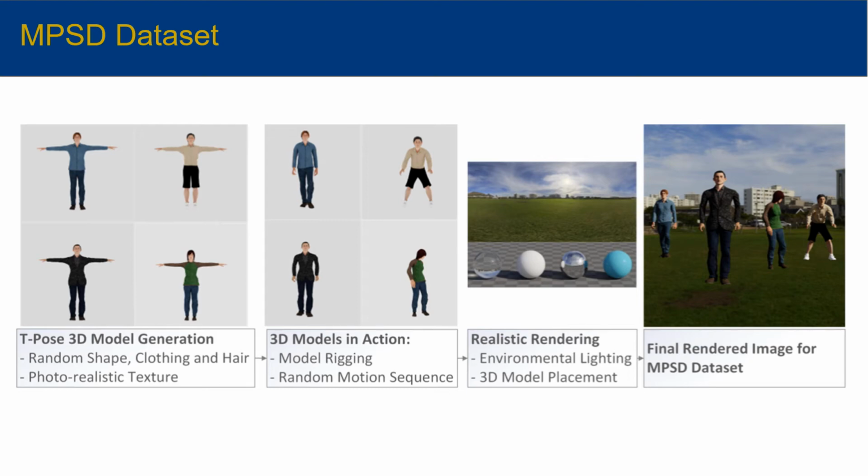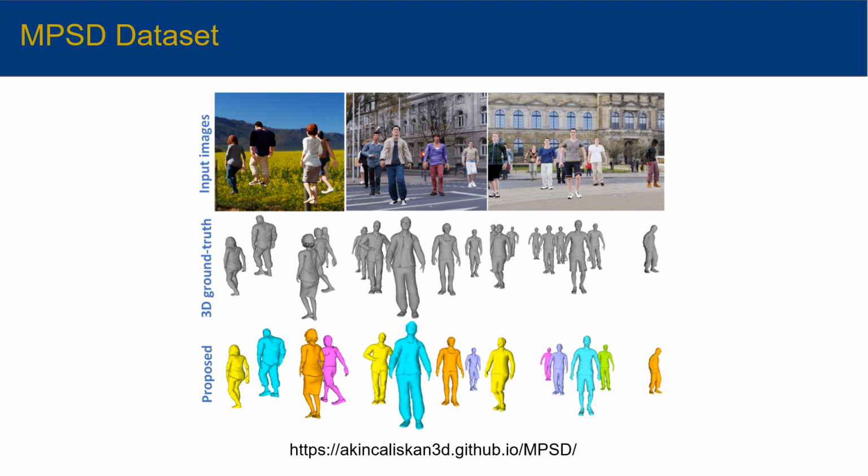400 male and female 3D human models with a wide variation in hair, clothing, pose, and random positions are generated for various motion sequences for more complete and accurate 3D shape estimation. This dataset consists of a varying number of people from 2 to 10 at random positions in the scene. Here a few example images from the MPSD dataset are shown along with the results from the proposed method.